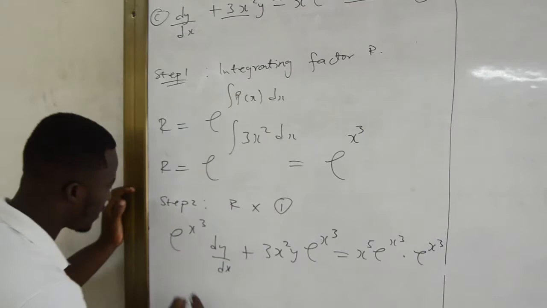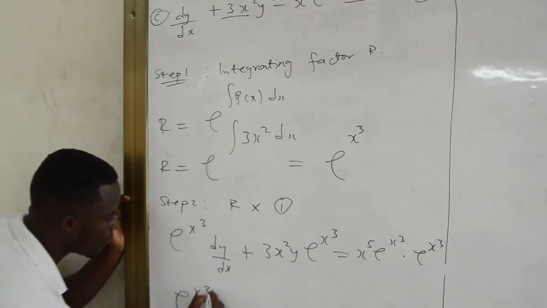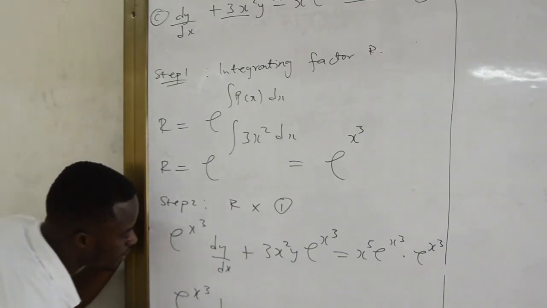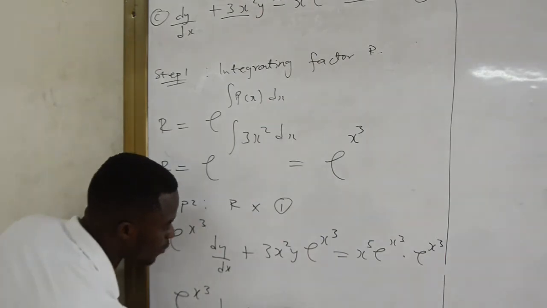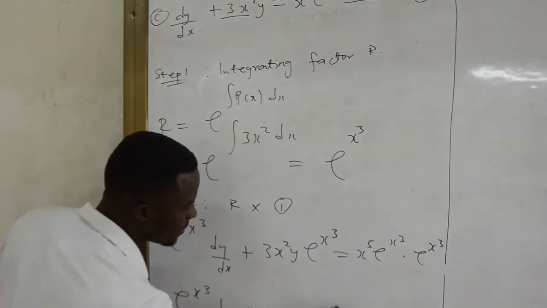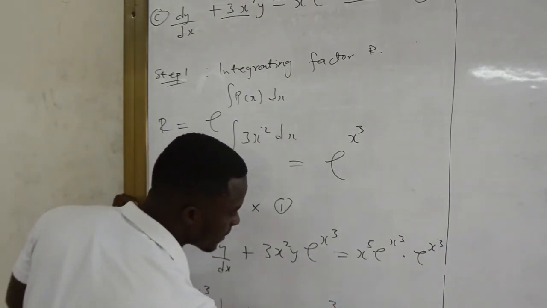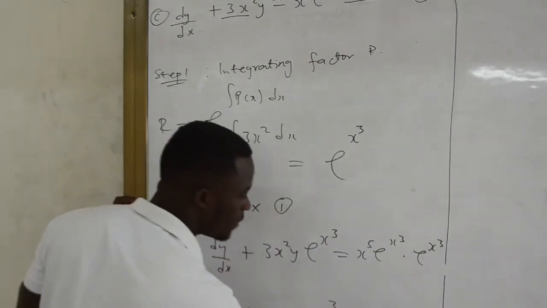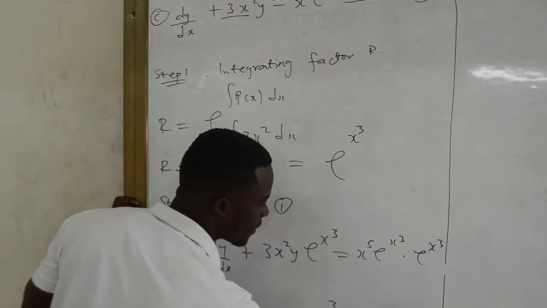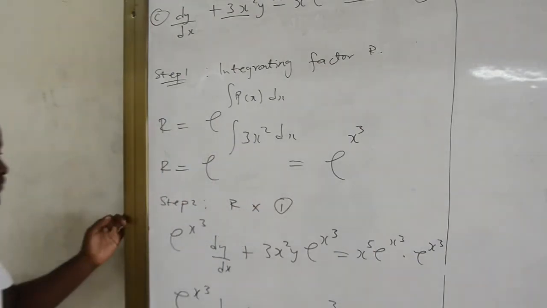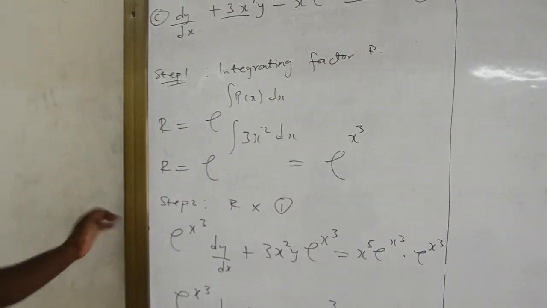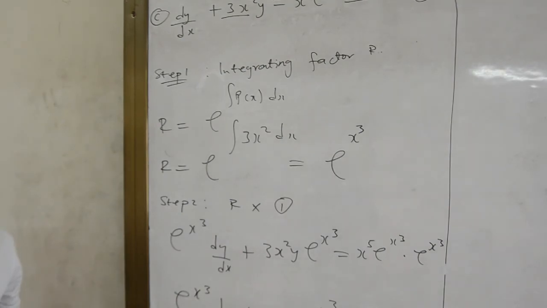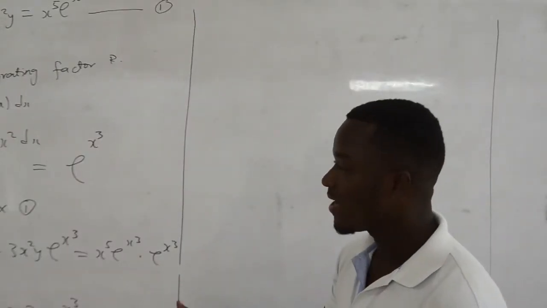Let me rewrite this. Then I'll have e exponent x to the power of 3 dy dx plus 3x squared y e exponent x to the power of 3 equal to x to the power of 5 times e exponent x to the power of 3 times e exponent x to the power of 3. Indices, when the bases are the same, we add the exponents. Then I'll have e exponent 2x to the power of 3. So now we'll move on to the next step.